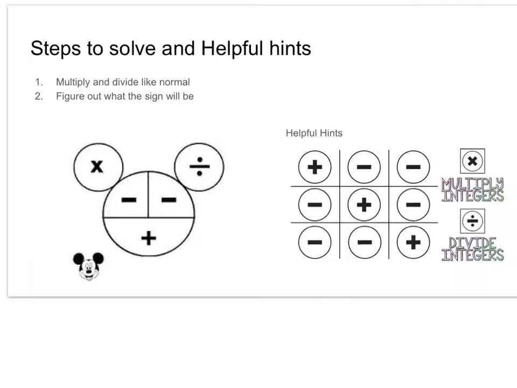So the steps to multiplying or dividing integers: you want to multiply or divide like normal and then figure out the sign at the end. There's this little Mickey Mouse guy that can help you decide what the sign is going to be, and there's also this little tic-tac-toe board, and I'll go over more of these little hints with you in class tomorrow. You might like them, they might confuse you, so we'll go into more detail about all this tomorrow in class.